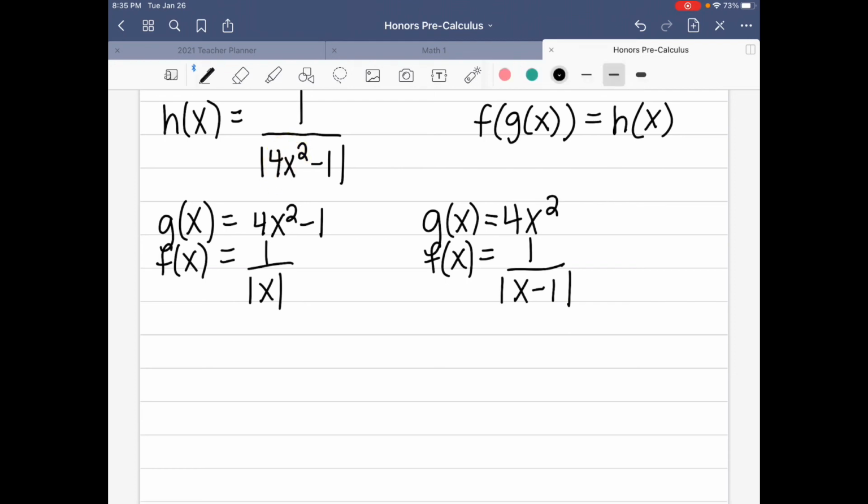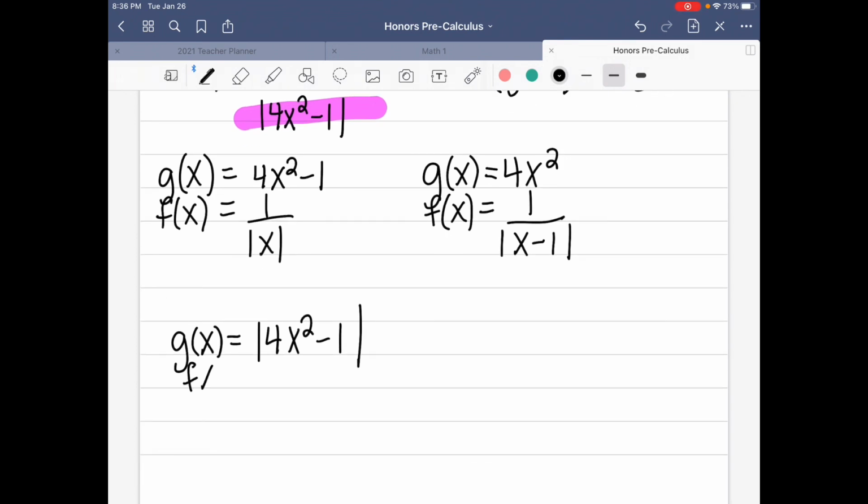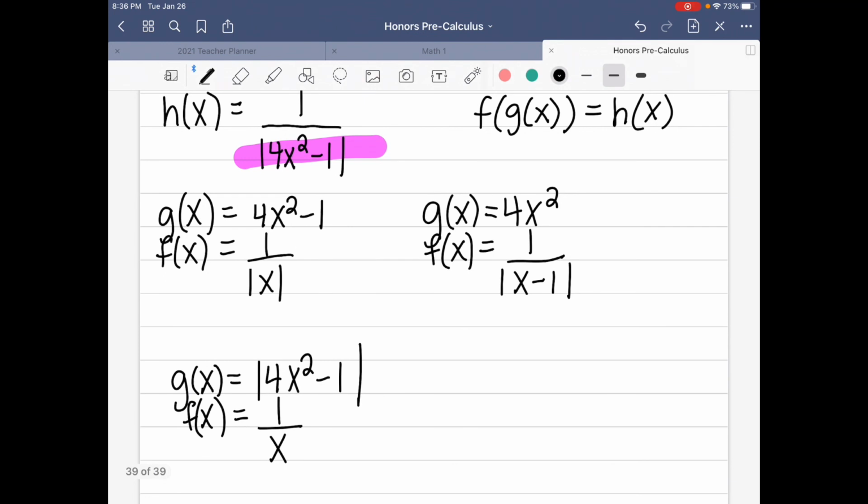Okay. And I actually see a third option. And that third option would be just to say, all right, to use this whole piece, not just the x minus 4 squared. So that whole piece, so my input would be the absolute value of 4x squared minus 1. So that means that I'm going to input it into the f function, which will be 1 over x. So we have 3 different options that would produce the same composition.